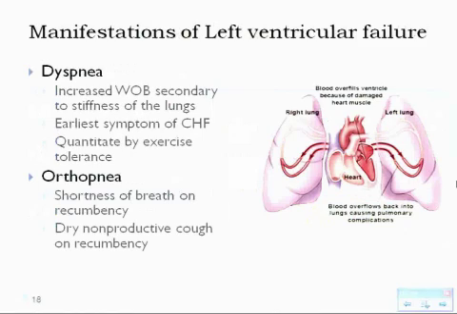Now, what you see with left ventricular failure that's different from right is that you get dyspnea, you get increased work of breathing because of increased fluid in the lung. You can actually see how bad it is by quantitating exercise tolerance. These people have very limited exercise tolerance. Orthopnea is because when you lay them down, they get fluid shift from the lower extremities up to the lungs, and they develop a dry, non-productive cough on recumbency, which is usually pathognomonic for pulmonary edema. That's early.